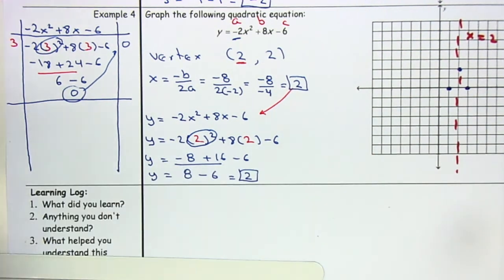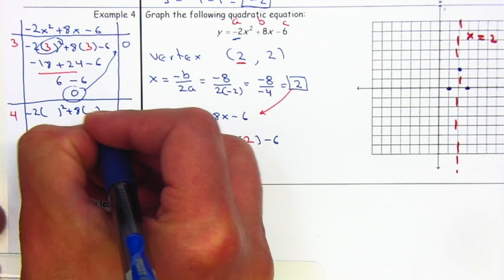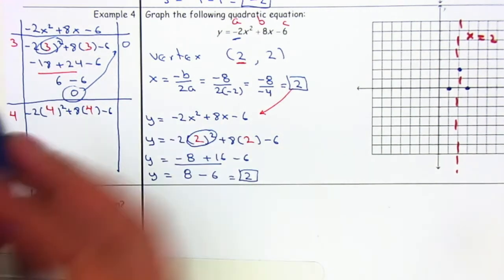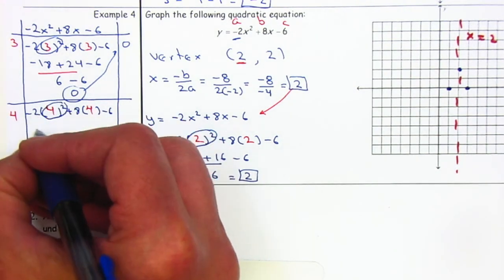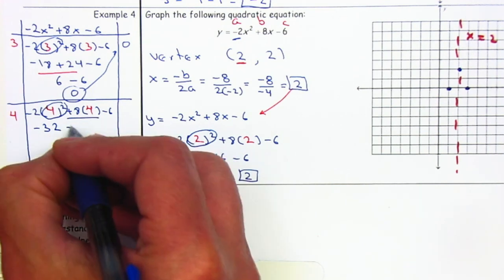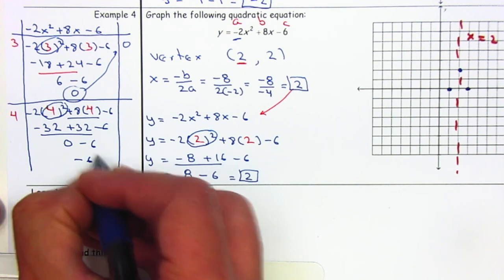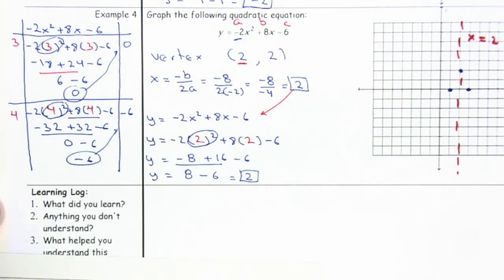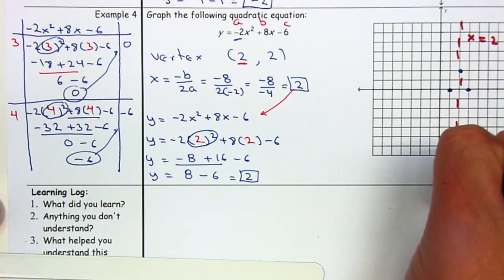Now I'm going to plug in a 4. That'll be negative 2x squared plus 8x minus 6, but instead of the x, I'm going to replace it with a 4. I'm going to square first, so 4 squared is 16 times negative 2 is negative 32, plus 32, minus 6. 0 minus 6 is negative 6. So my next point is (4, -6). 1, 2, 3, 4, and down 2, 4, 6.